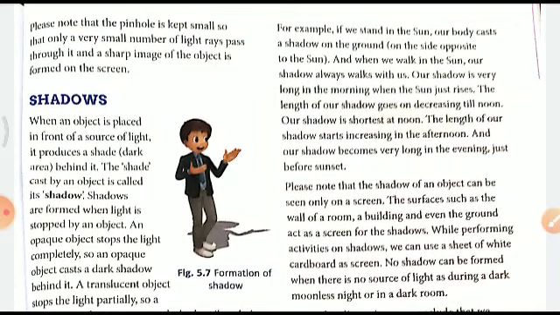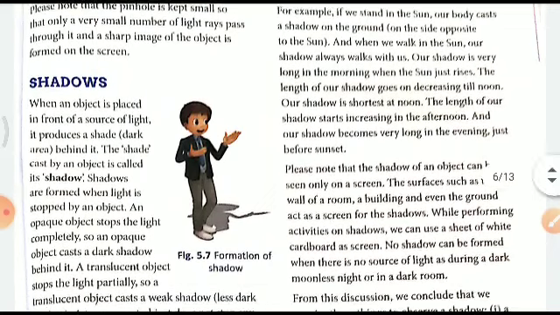Our shadow is very long in the morning when the sun rises, and the length of the shadow goes on decreasing till noon. Our shadow is shortest at the noon. The length of our shadow starts increasing in the afternoon, and our shadow becomes very long in the evening, just before sunset. Right? So you have seen this also.